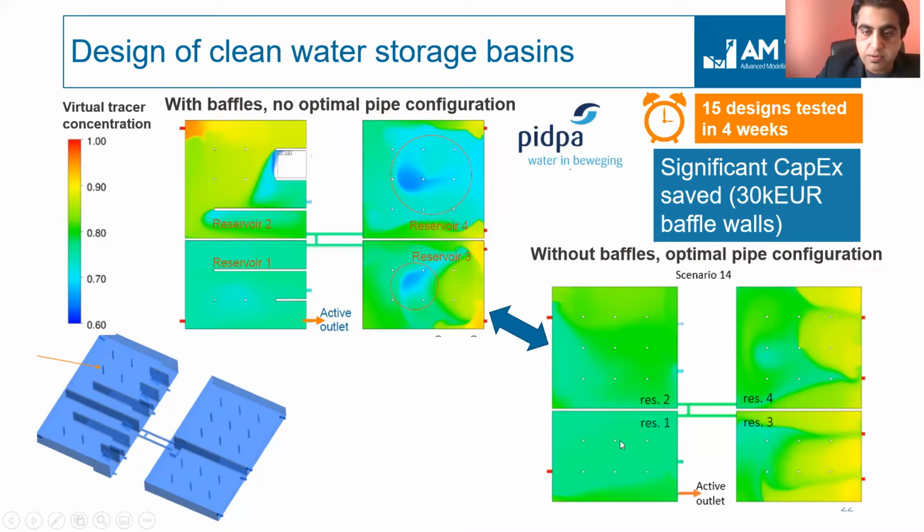But if you remove the baffles, you actually get much better distribution of your water. And even though you have active inlets and outlets at different locations, and if you can keep changing them, then there's no huge impact on the mixing. So in this case, they were able to save a lot of capex by not actually building the extra baffle walls inside these basins. So this was a very good case example.